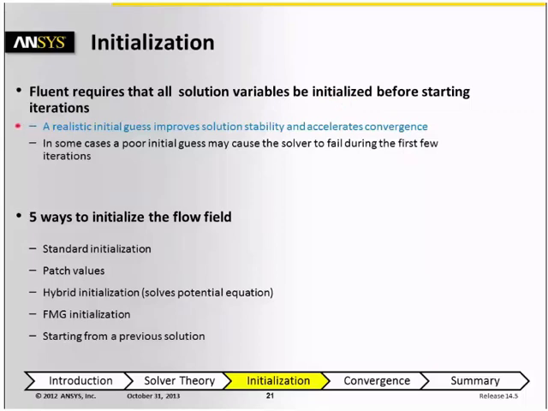Although the final solution is independent of the initial guess, a realistic initial guess improves solution stability and accelerates convergence, and in some cases a poor initial guess can cause the solver to fail during the first few iterations. Five initialization methods are available in Fluent, and these include standard initialization, patch values, hybrid initialization, FMG initialization, and starting from a previous solution. In the next slides, we're going to go over each of these topics and give more information about each one.